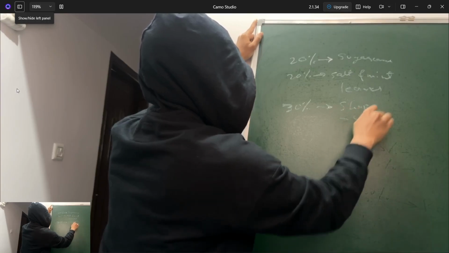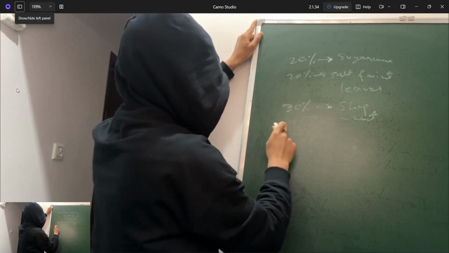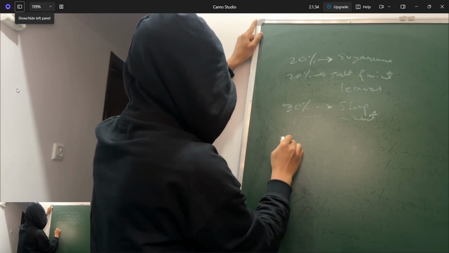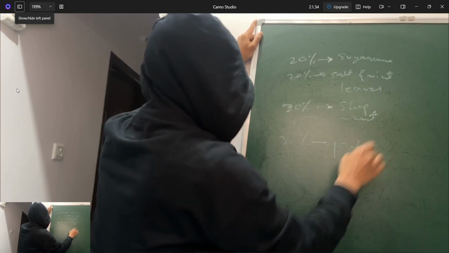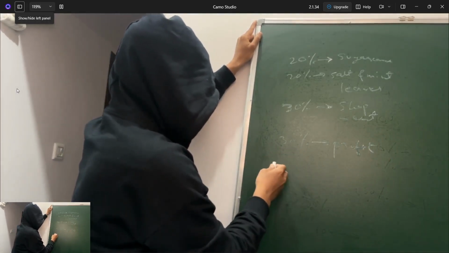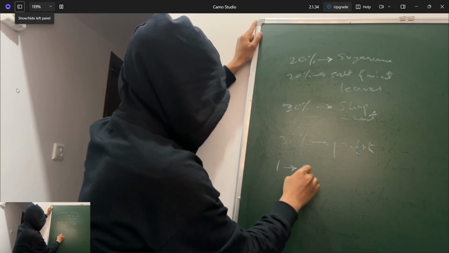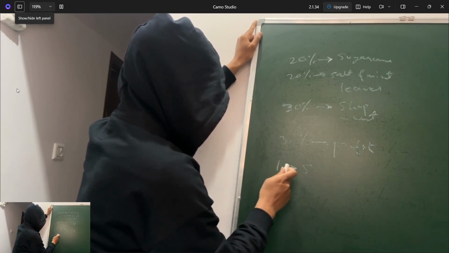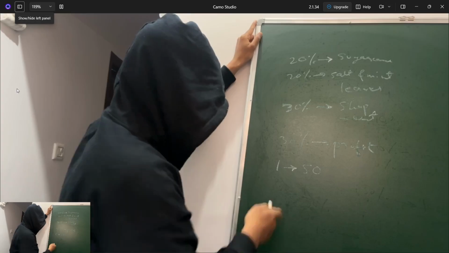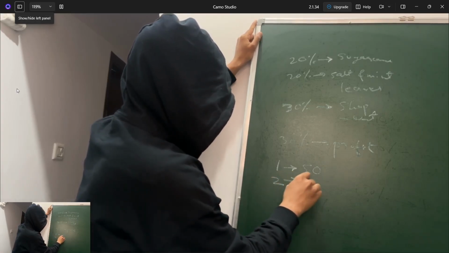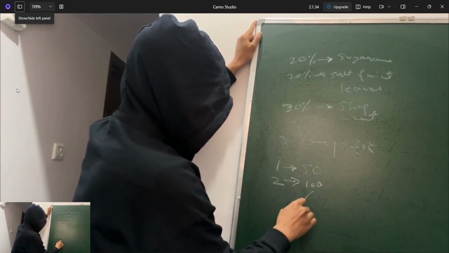So if you see here, out of 100%, 70% is gone to these things. So the remaining 30% is the profit. Now if the juicer sells one juice, he will get 50 rupees. So when n is equal to 2, 2 juices means he will be getting 100 rupees.